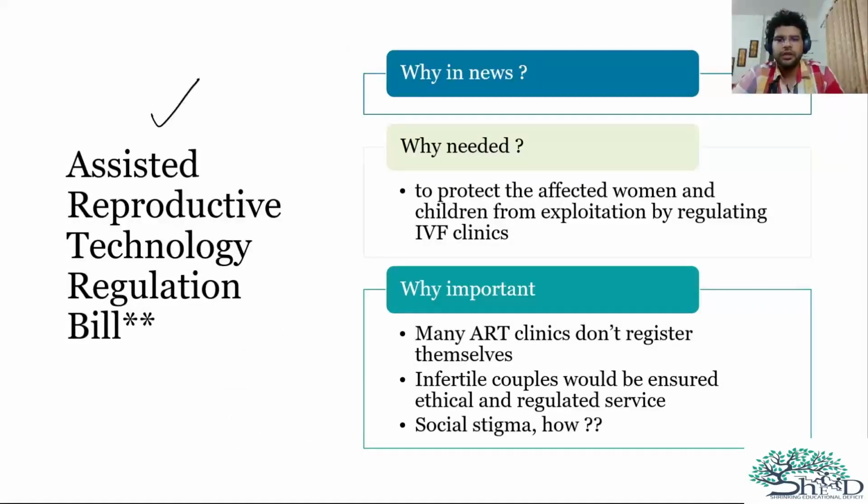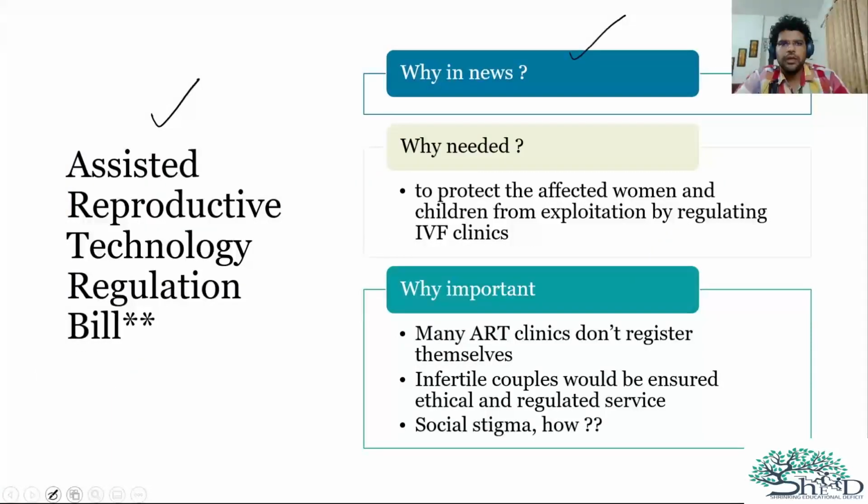Now we come to a new bill, the Assisted Reproductive Technology Regulation Bill. It was cleared by the cabinet, so we should study it. Why is it needed? Because we need to protect the affected women and children from exploitation by regulating IVF clinics. What happens is, many people come to India, or many people from India itself, hire females for surrogacy, and then they do not take the kid, right? So it's a very grave thing.